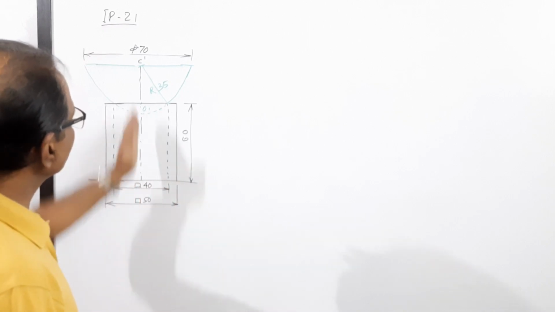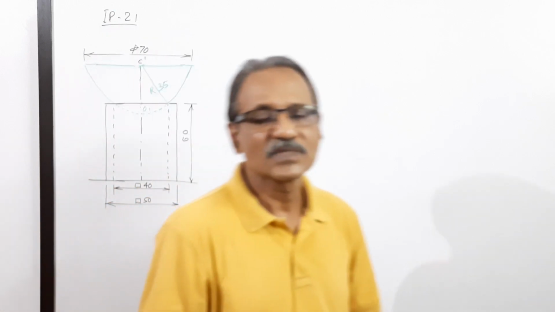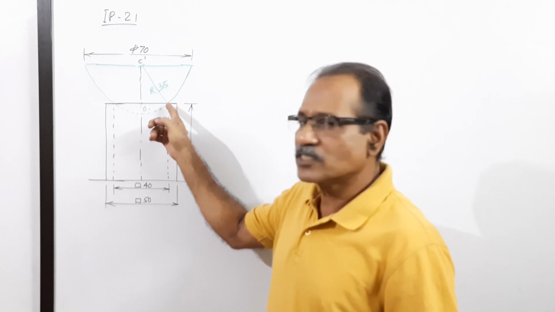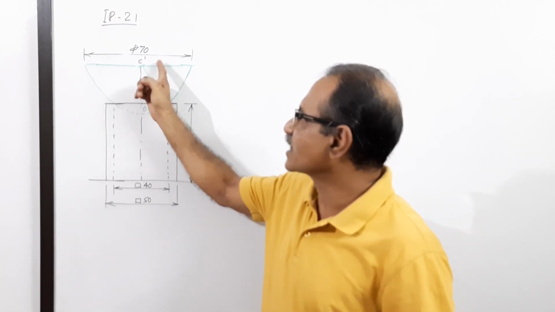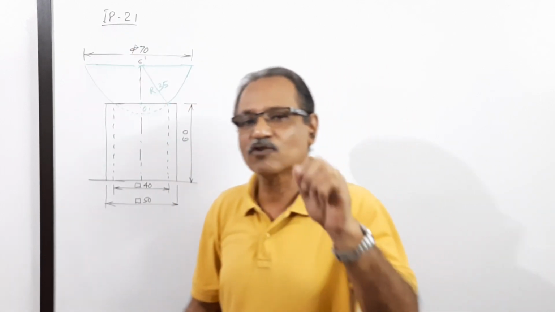Now, draw the center line. The hemisphere which is sitting on the top is 70 mm diameter. It has to touch this corner now. So, with this as center and 35 as radius, cut an arc on the center line, you get C dash. What is C dash? C dash is the center of the hemisphere.